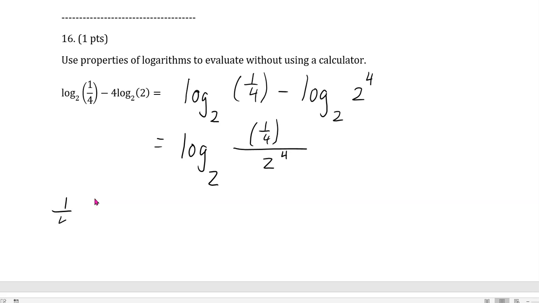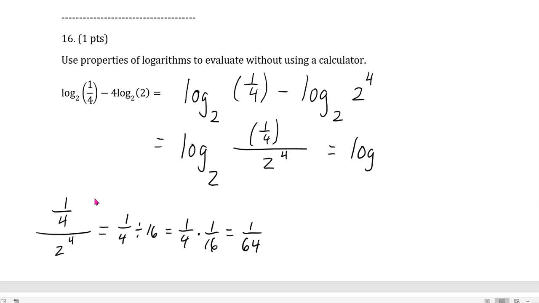We have 1 over 4 divided by 2 to the 4th. 2 to the 4th can be thought of as 16. This is 1/4 divided by 16, which is the same as 1/4 times 1 over 16. This gives us the number 1 over 64. Now we can rewrite this as the logarithm base 2 of 1 divided by 64.